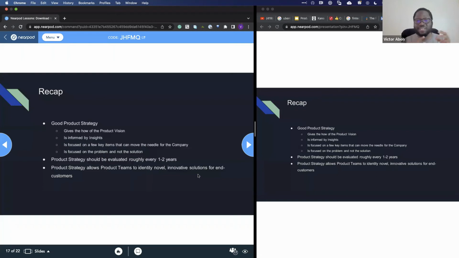Our product strategy is not static by any means. The product vision is that long-term vision for the company. It could be 5, 10 years. But our product strategy, we should be able to reevaluate that every year or two and come back to the table and look at the facts again and say, okay, here's a new strategy for how to achieve our goals. And then lastly, it allows the product teams to identify novel, innovative solutions for our end customers.